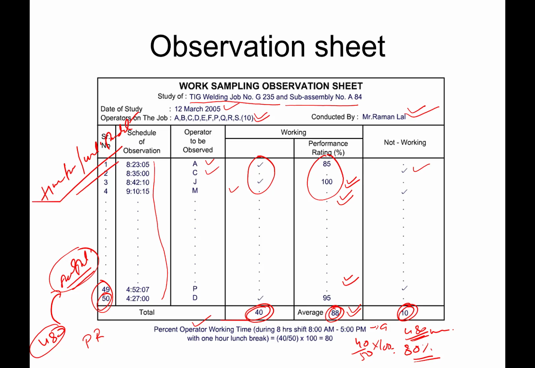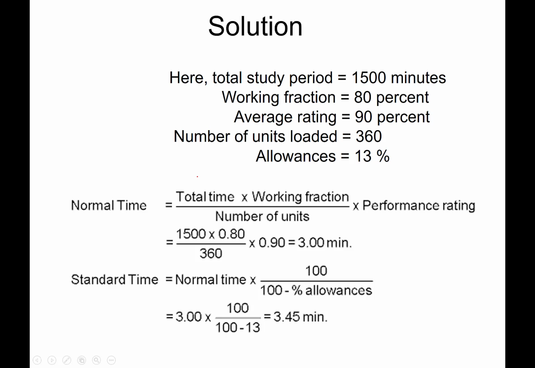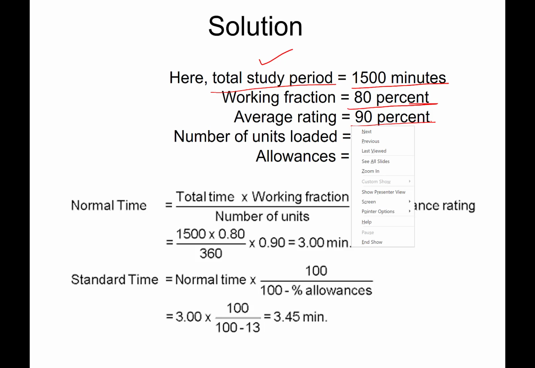Okay, so we know the output, we know the study period, we know the performance rating, then we can determine the time each product takes for production. This is what will be demonstrated from this example. Say the total study duration is 1500 minutes, and whenever the work sampling was performed, it was found that 80% of the time workers were working, so the working fraction is 80%. And the average rating of the worker is, say, 90%.